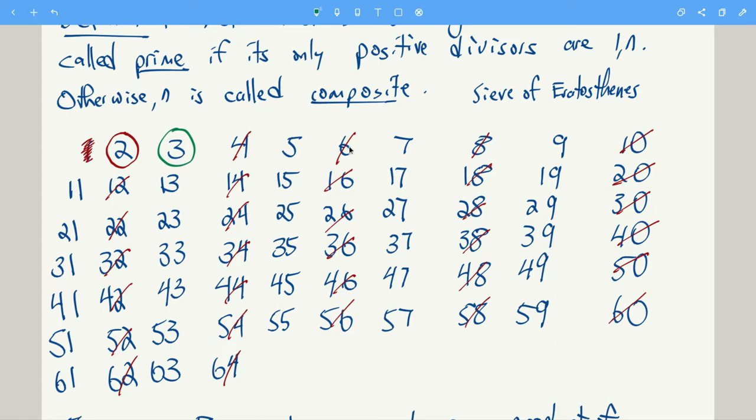Now, anything that is a multiple of 3 is also not prime. So we're crossing out some old things and some new things.